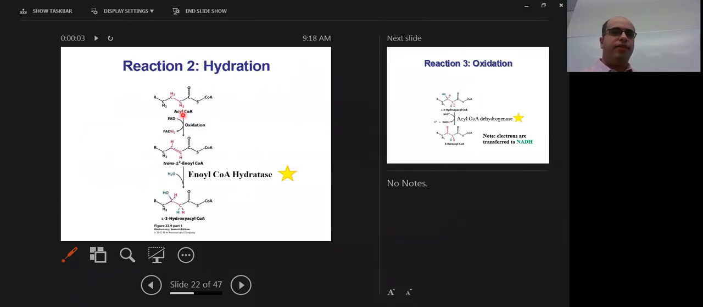So once we have that first reaction, we move on to the second reaction. This is a hydration reaction by an enzyme called enoyl-CoA hydratase, where we're going to be adding in a water, and we're going to be breaking that double bond that we just formed, but we now have transferred on an OH group, which was not there before. So the whole purpose of forming that double bond was to eventually add a hydroxyl group onto that beta carbon.